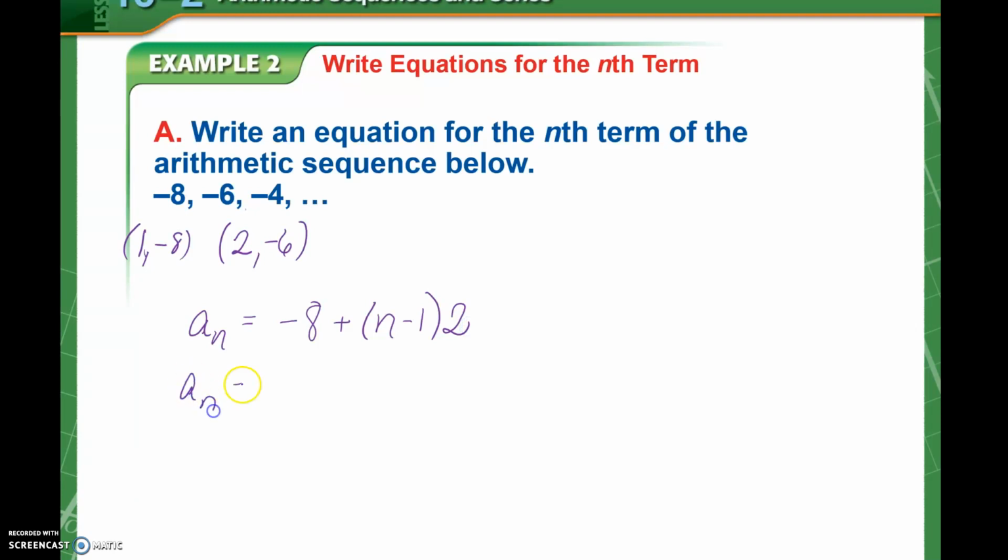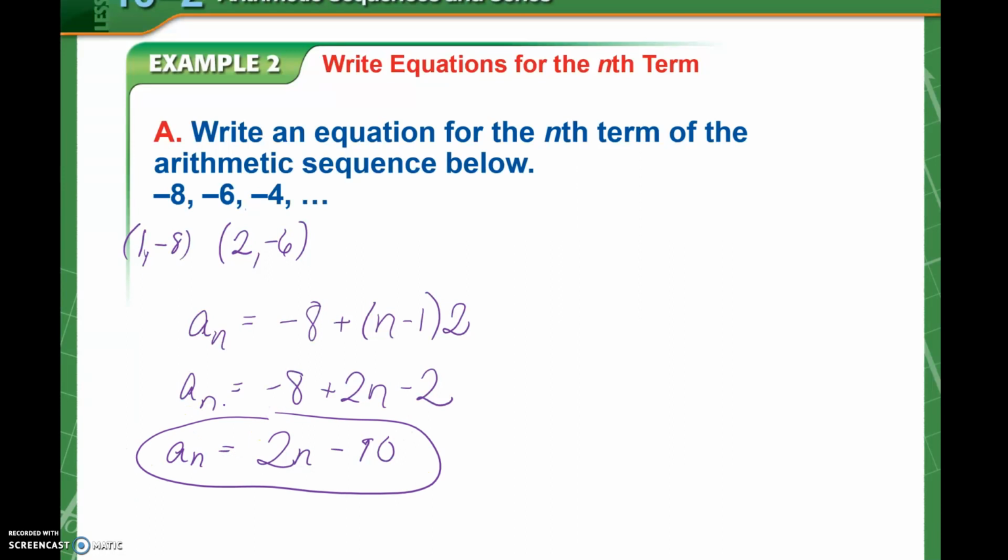So I'm going to go ahead and distribute. So I can simplify: 2 times N is 2N. 2 times -1 is -2. And then combine our like terms. And there's my equation, 2N minus 10. So that's just writing that, but again, just like we talked about yesterday, my common difference is my slope, so we see that here. And this is your y-intercept, like it is on an equation. Your y-intercept would be what would be a zero term if there was such a thing, and that would be the term before -8, so -10. And you see that right there.